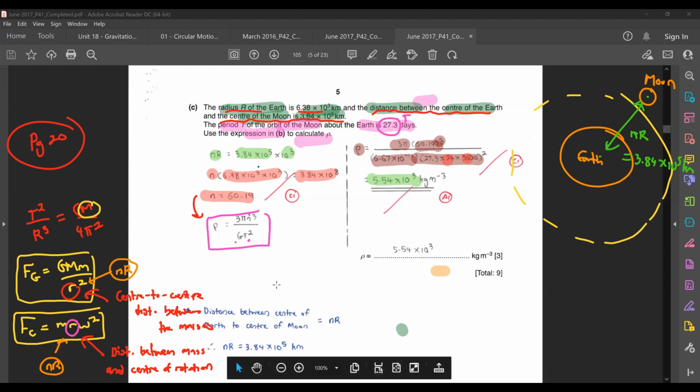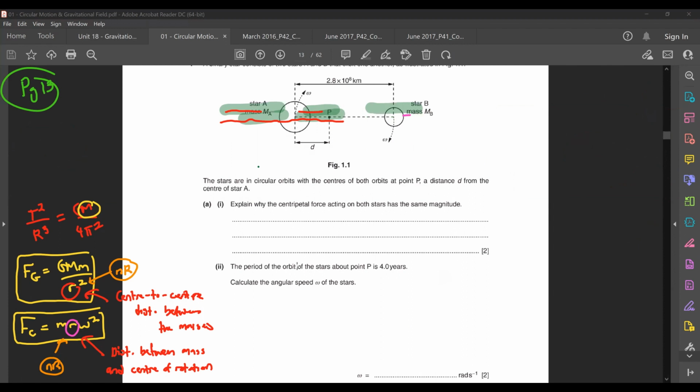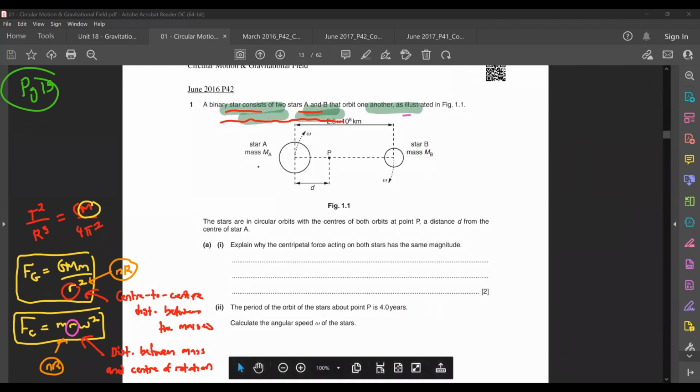So far so good with this. All right, page 13 is on June 16 P42. So let me just get that out. June 16 P42.